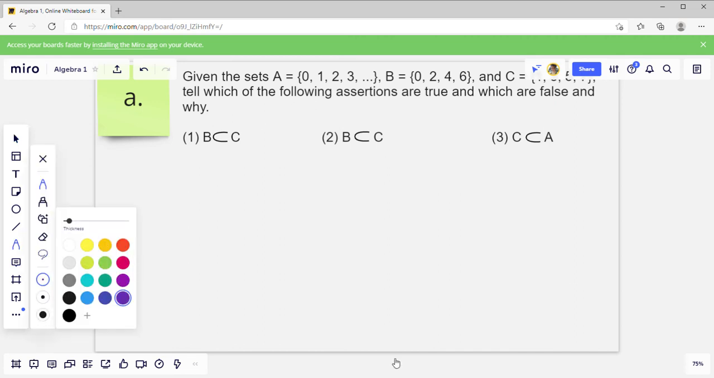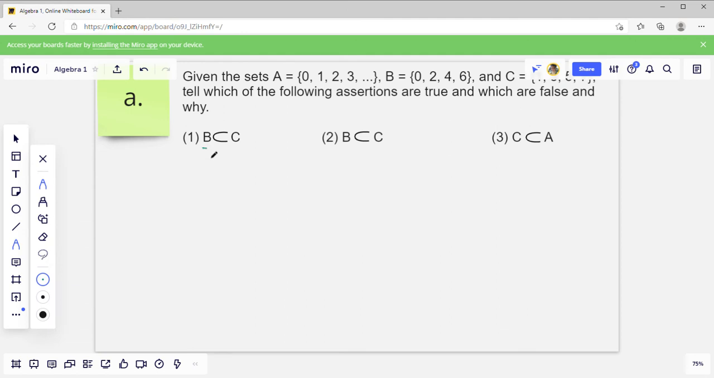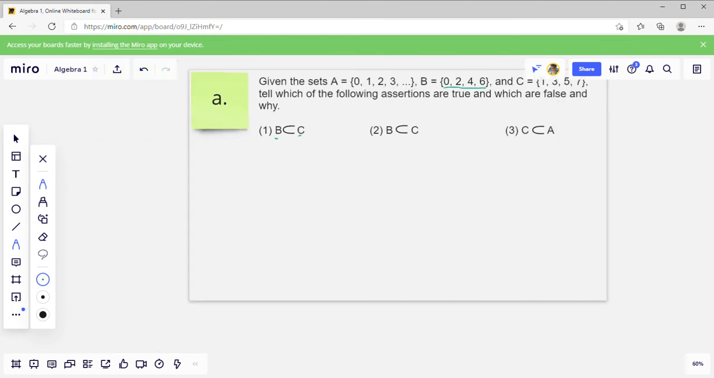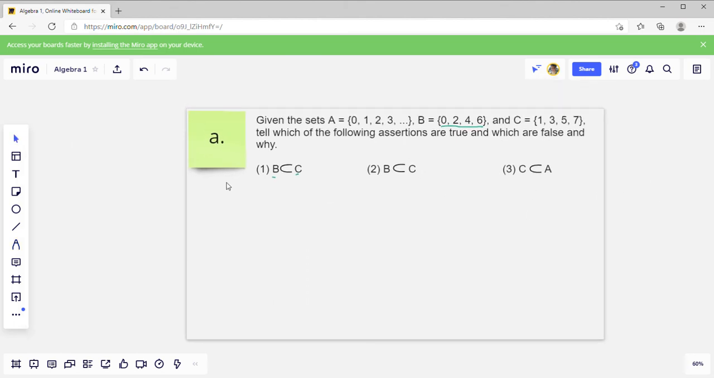All right, so the first one says B is a subset of C. B has 0, 2, 4, and 6. C has, I can't see it, I have to move my screen a little bit, 1, 3, 5, and 7. So are the members of set B also members of C? 0, nope. 2, nope. 4, nope. And 6, no. So that is false, because the members of B are not also members of C.